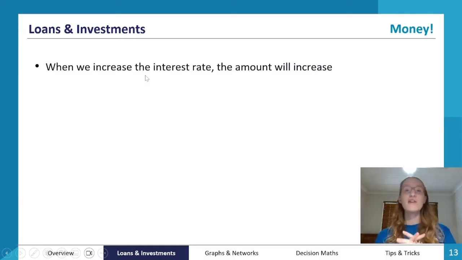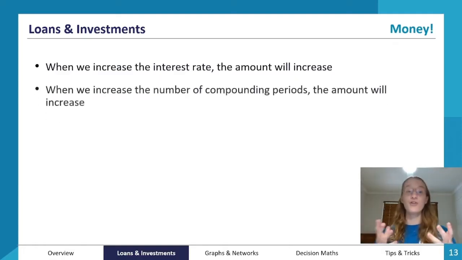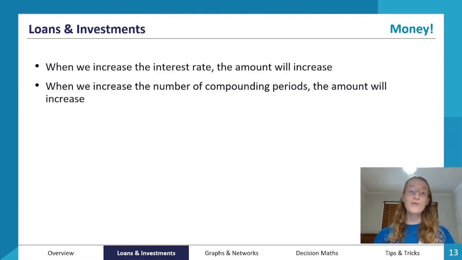So here are a few of the takeaways from those examples that we looked at. When we increase the interest rate, the amount will also increase, because when the interest rate goes up, more interest is being applied, so the amount is going to grow quicker. And when we increase the number of compounding periods, the amount will also increase.